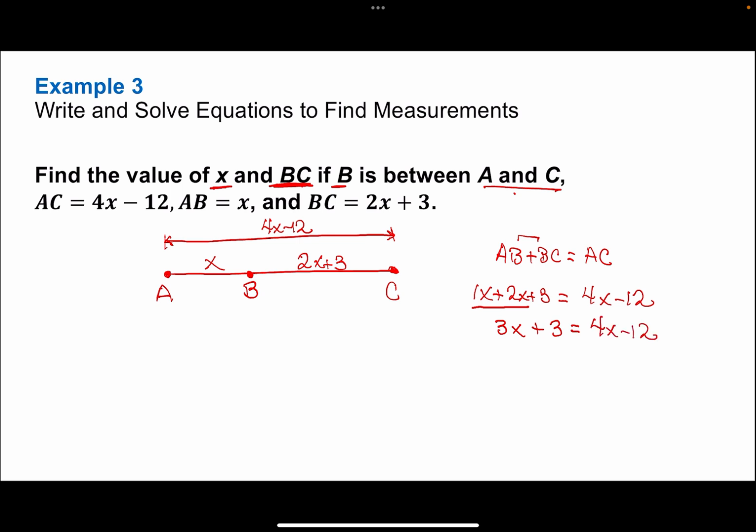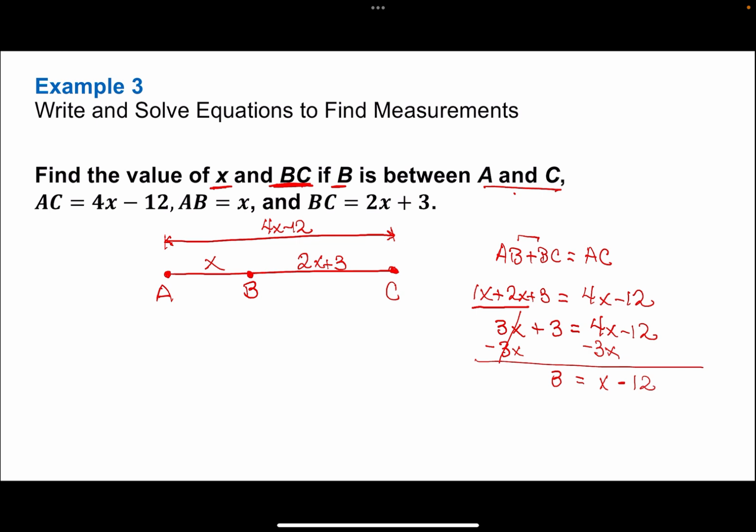And now x's to one side, numbers to the other. I'm going to make a zero pair here. I'm subtracting 3x from both sides. Could also have subtracted 4x from both sides. 3x minus 3x is nothing, and 4x minus 3x is an x. So I'm keeping my equal sign where it was. I had a positive 3 on the left side. I have a negative 12 on the right side.